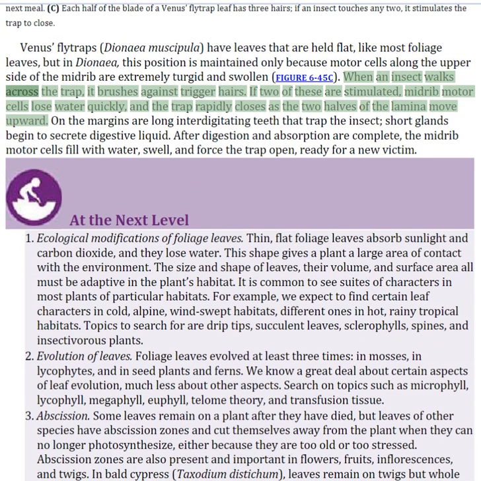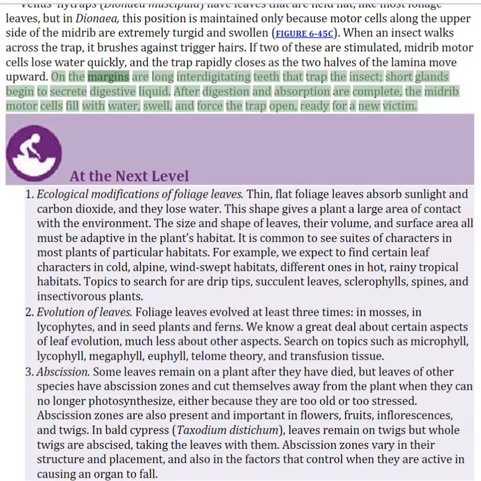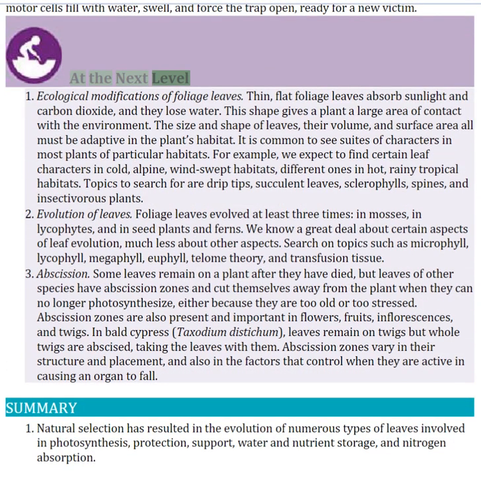When an insect walks across the trap, it brushes against trigger hairs. If 2 of these are stimulated, midrib motor cells lose water quickly, and the trap rapidly closes as the 2 halves of the lamina move upward. On the margins are long interdigitating teeth that trap the insect. Short glands begin to secrete digestive liquid. After digestion and absorption are complete, the midrib motor cells fill with water, swell, and force the trap open, ready for a new victim.